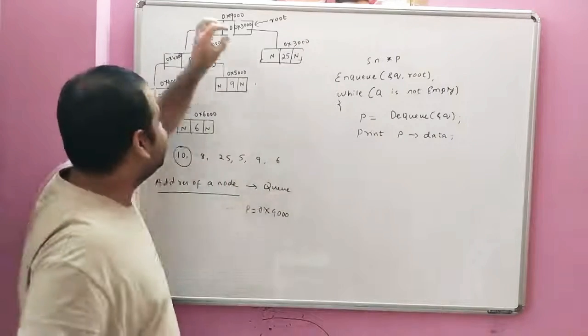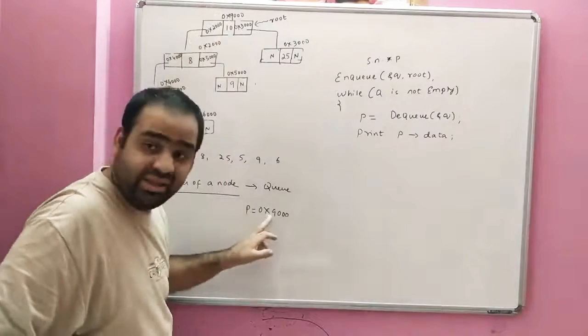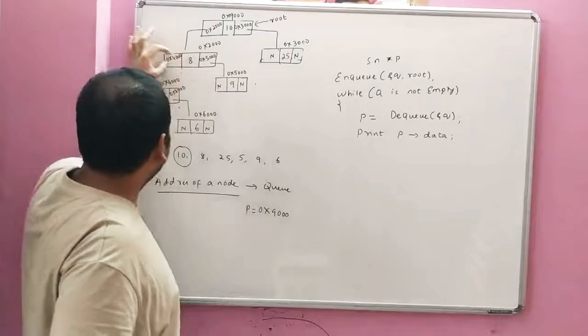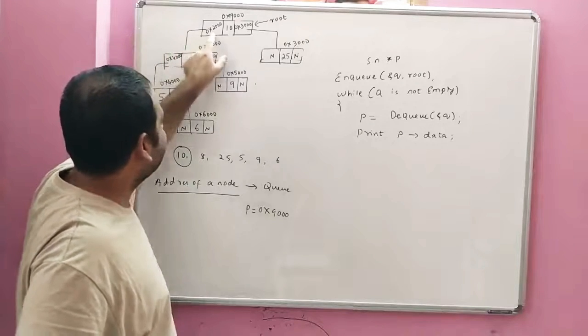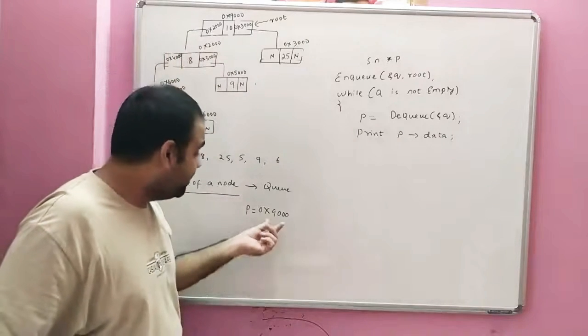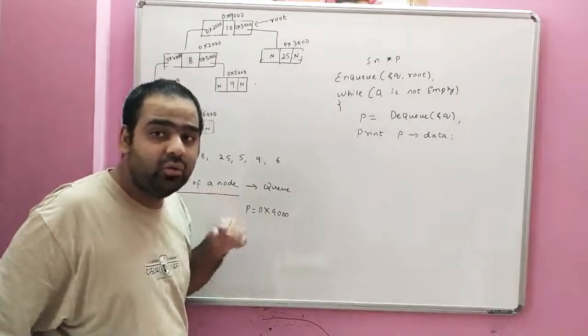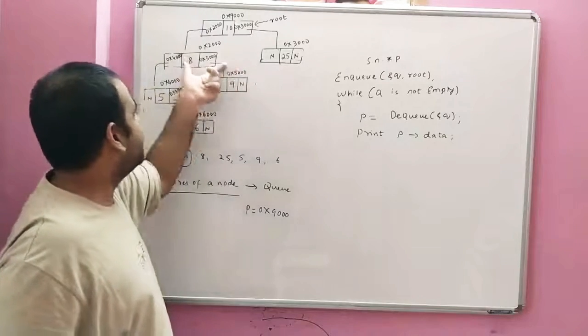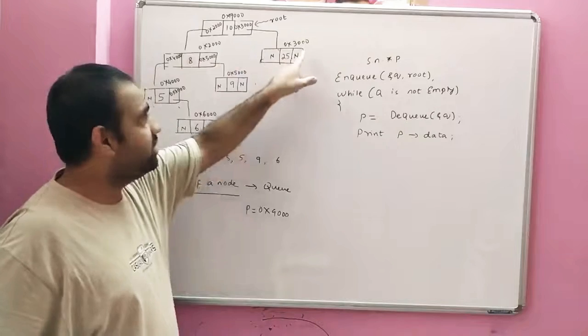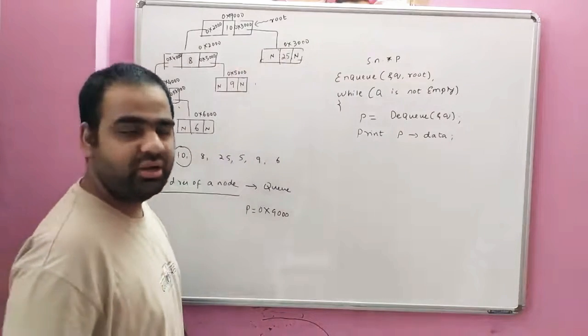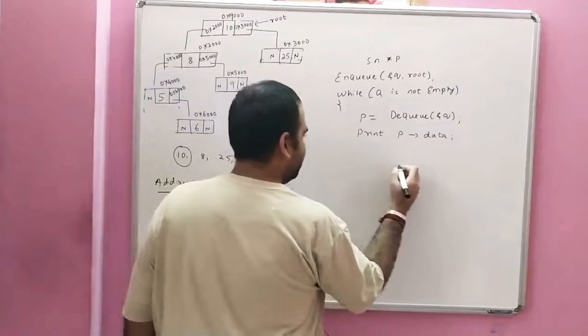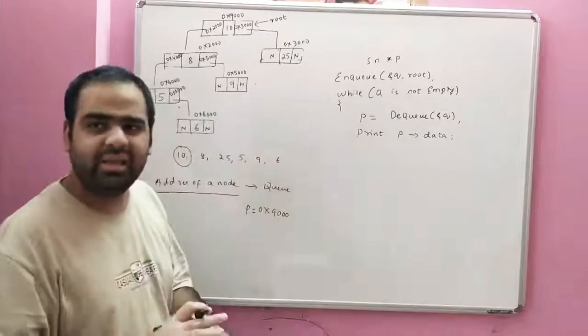Right. Now from 10 you could not have got 8. Right. Because 10 is data. But from p, which is 9000, you can get the address of this node. What is the address of this node? It is 2000. How do you get it? You say 9000 arrow left. 9000 arrow left is 2000 and 9000 arrow right is what? 3000. That is what we do here. Therefore, we say p arrow left and p arrow right.